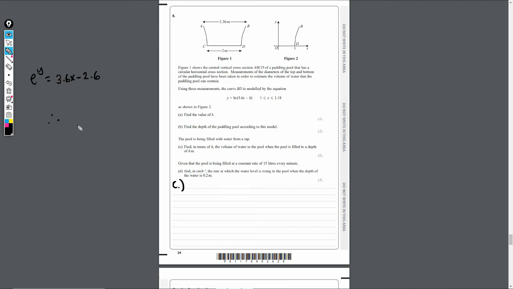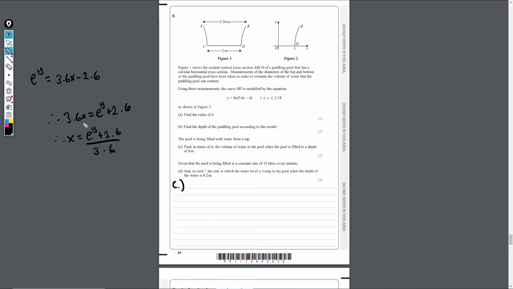Or what I might do is, so 3.6x, I'm just going to write it this way around. That's going to be equal to e to the y plus 2.6, like so. And then finally, we've just got to divide by 3.6. So therefore, x is equal to (e to the y plus 2.6) divided by 3.6. Okay, so we've got it in terms of y now.